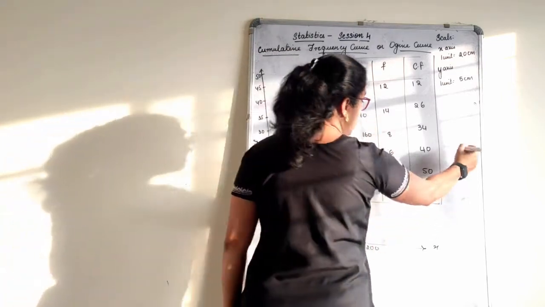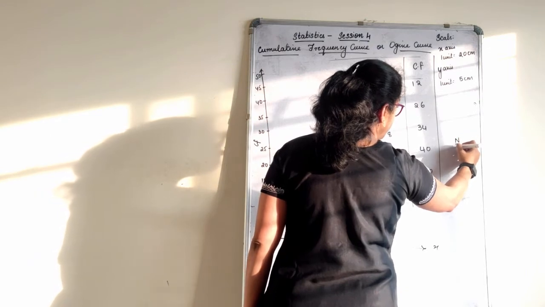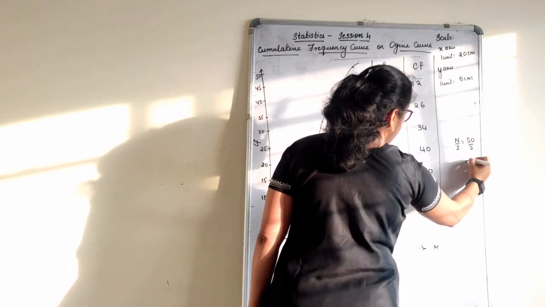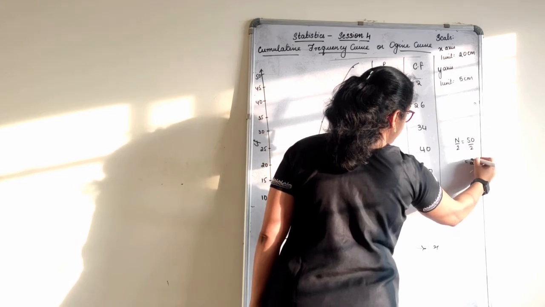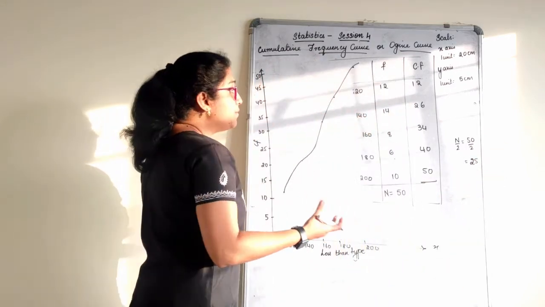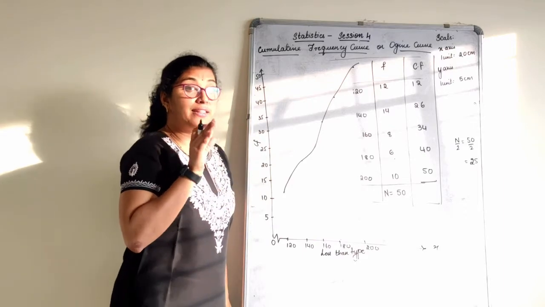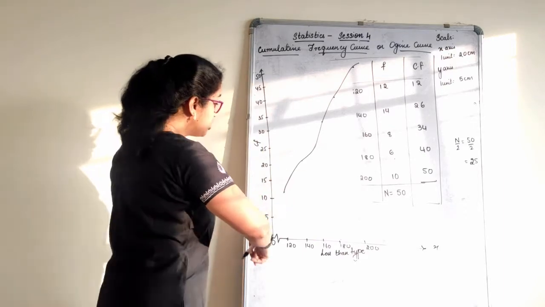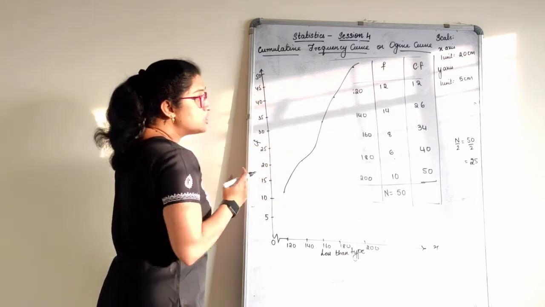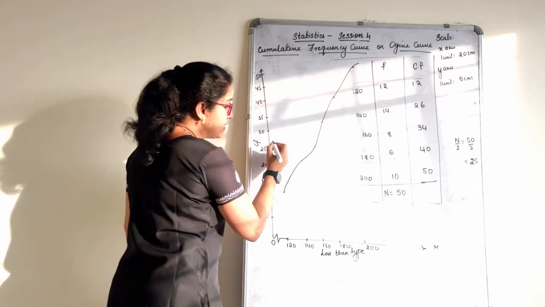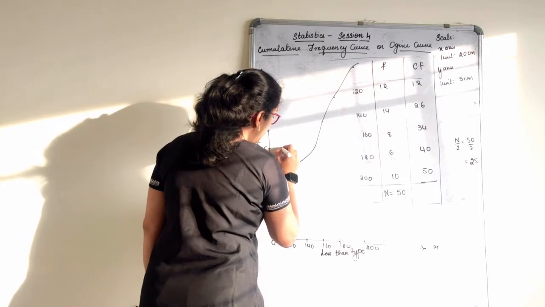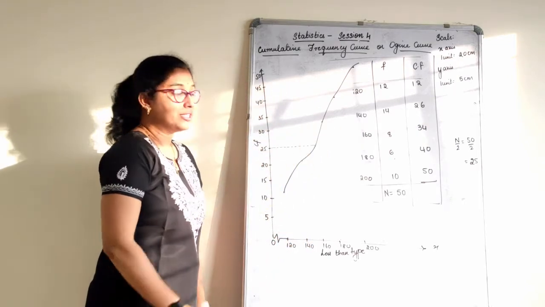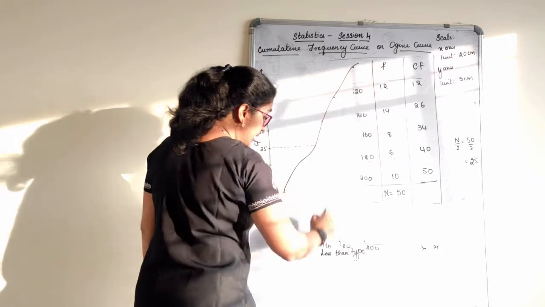So in the theory part, just find n by 2. N by 2 is 50 by 2, which is nothing but 25. So where do we find the median class? We find the median class always in the cumulative frequency side. Your cumulative frequency is here. Where does 25 lie? 25 lies here. Draw a straight perpendicular line from 25 which cuts the ogive curve at a particular point. Bring it down.